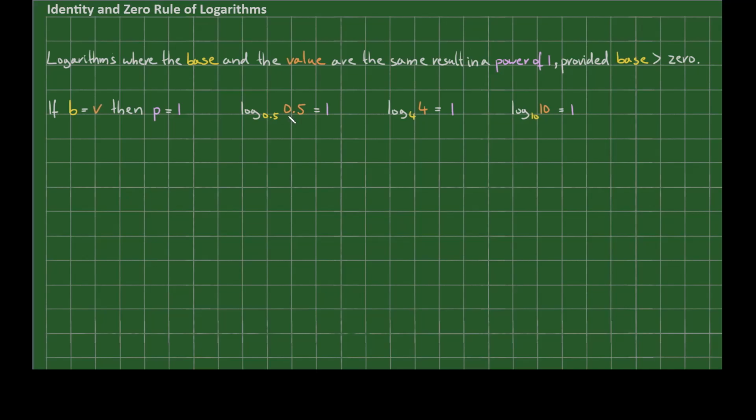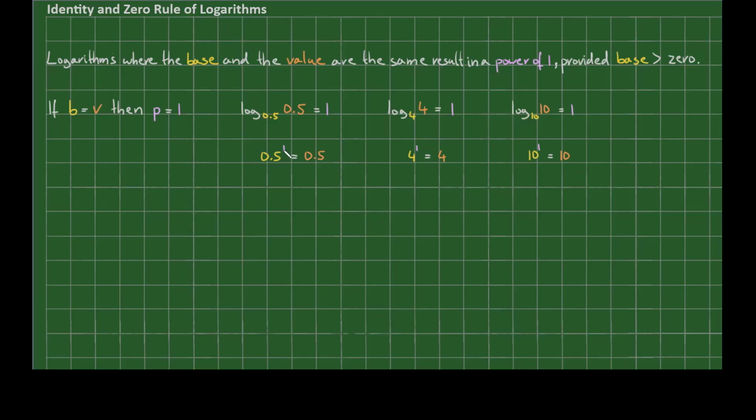Log to base of 0.5 of value 0.5 will give 1. Log to base of 4 of value 4 will also give 1. And log to base 10 of value 10 will also give 1. This rule becomes clearer if we use power notation.